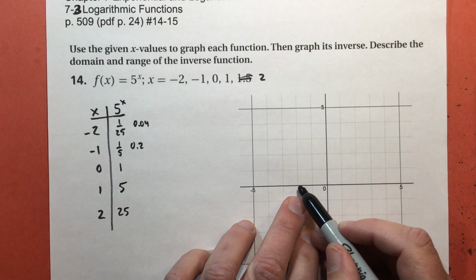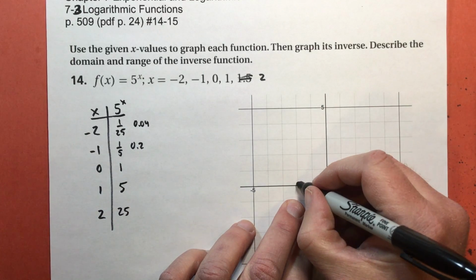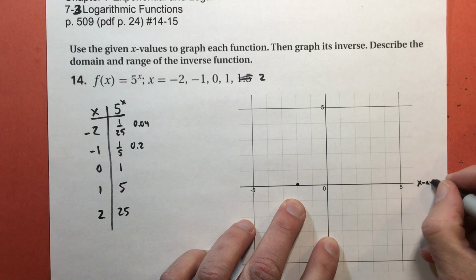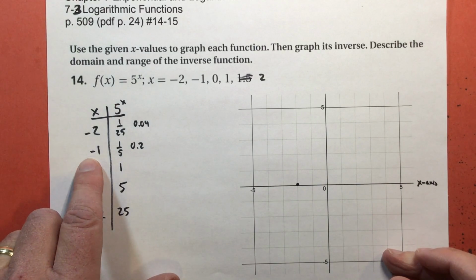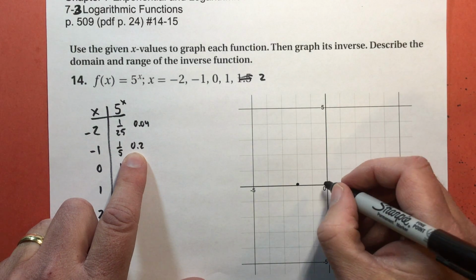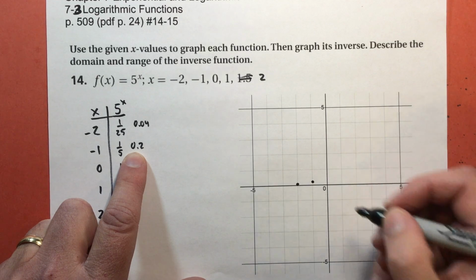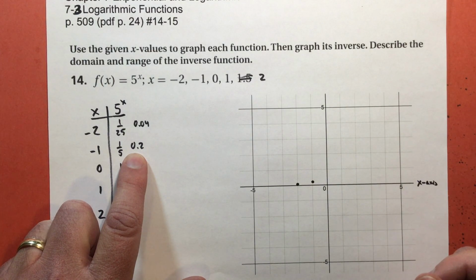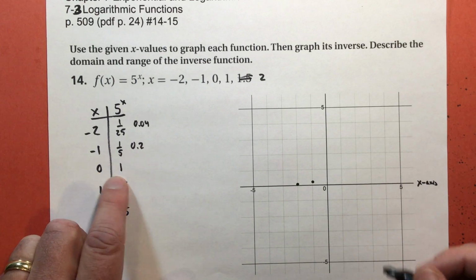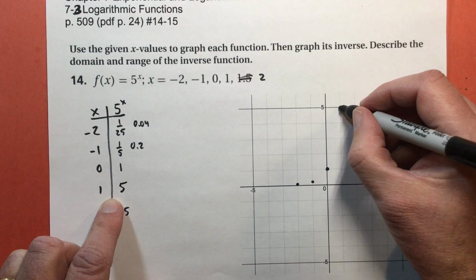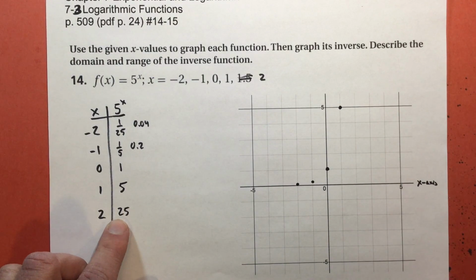So -2 goes to 0.04, which is really close to the line, but remember, it's not exactly on the x-axis, excuse me. Here's the x-axis. -1 gives 0.2, which is also really close. It's about 1/5 of the way up. So it's a little bit higher, but still really, really close to the x-axis. 0 gives 1, which is right here. 1 gives 5, which is right here. And I'm off my grid. 2 gives 25, which is way up there somewhere.